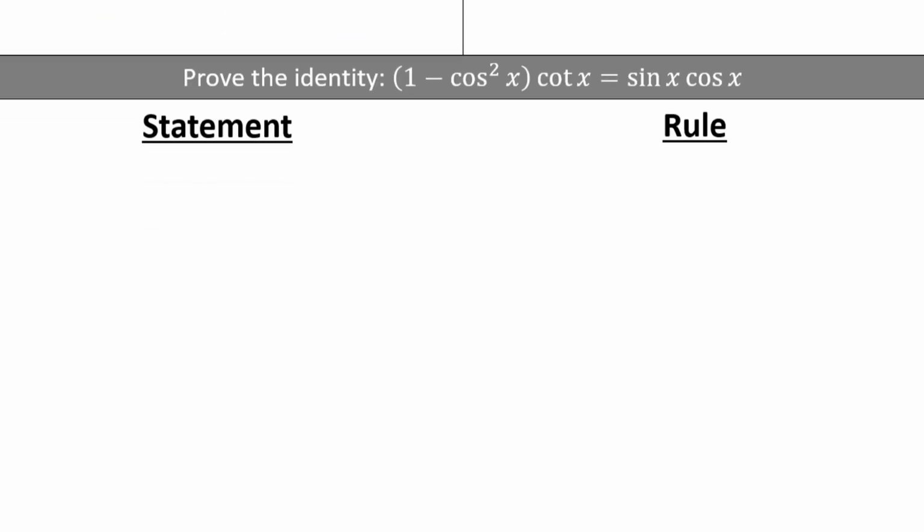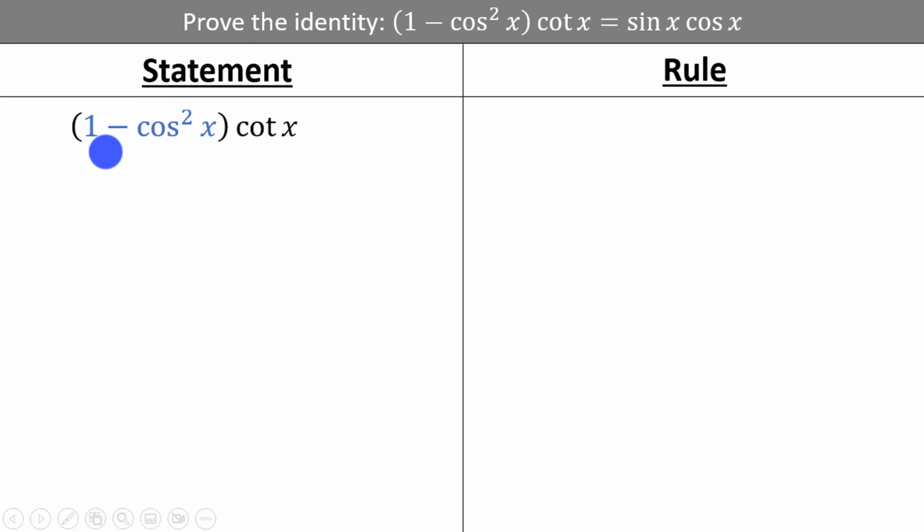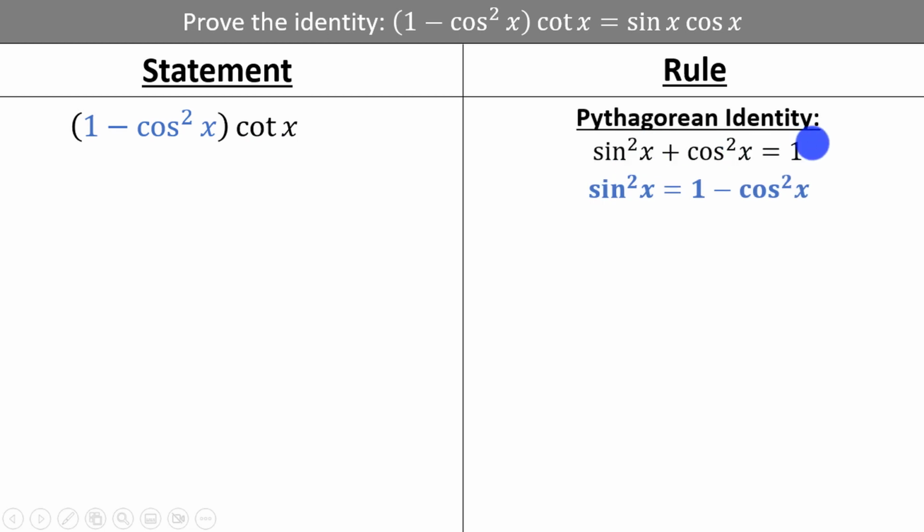How about this one? We have 1 minus cosine squared times cotangent is equal to sine times cosine. Well, we only have one squared trig function, so perhaps that's where we should start. Let's work with the left-hand side. We have 1 minus cosine squared times cotangent. We know that sine squared plus cosine squared is equal to 1. If we subtract cosine squared to the other side, we get that sine squared is equal to 1 minus cosine squared.